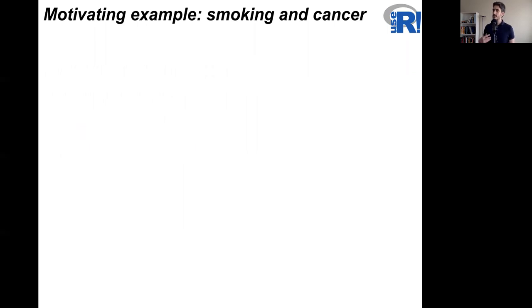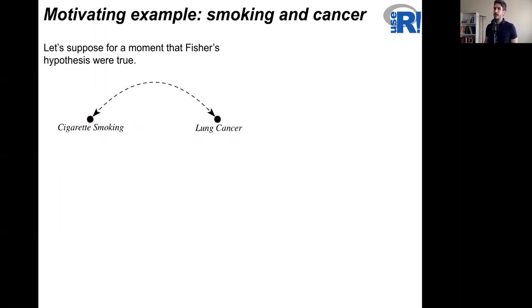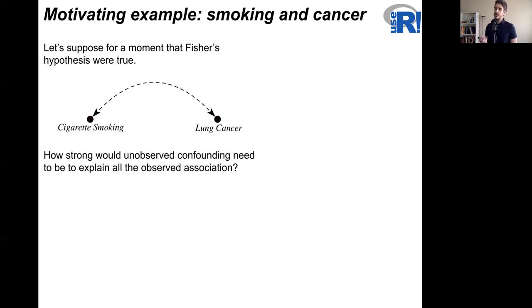So how can we move this debate forward? An important piece of the smoking cancer debate was a sensitivity analysis, and it consisted of the following hypothetical exercise. Let's suppose for a moment that Fisher's hypothesis were true, that is, cigarette smoking does not cause lung cancer. Now we can ask ourselves, how strong would this unobserved confounding need to be to explain all the observed association?